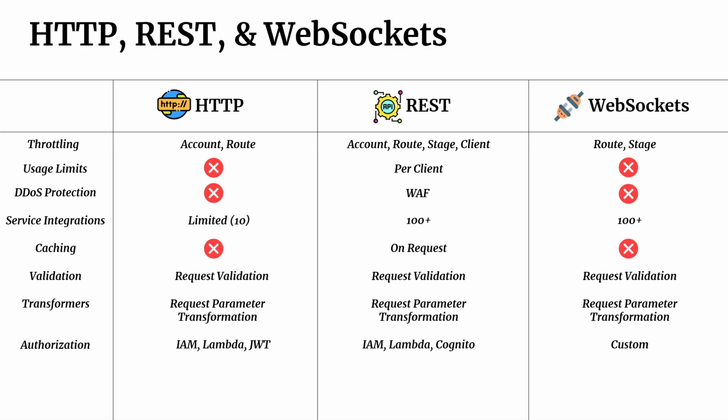So for HTTP and REST, they both support IAM. And with IAM, you can do some pretty kooky things. You can set up certain users with a certain account ID, certain VPCs. You can set up certain IPs as well. So lots of different things that you can do with IAM. They also support custom authorizers through the use of AWS Lambda functions.